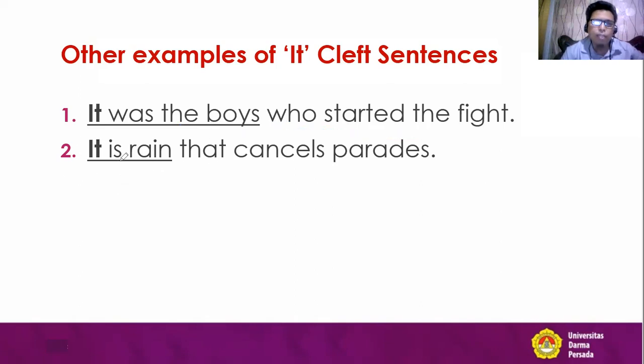Next, number 2: it is rain that cancels parades. He cancels parades. So rain is the reason. Rain is the focus. Rain is the emphasis in this cleft sentence. It is rain that cancels parades. Okay? Next.